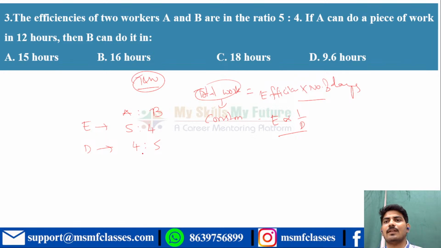Given the question, A can do that work in 12 hours. So these 4 parts will be equal to 12 hours, which means one part will be equal to 3 hours. The question asks, B can do it in how many hours? So 5 into 3 will be equal to 15 hours. So B can do that work in 15 hours.